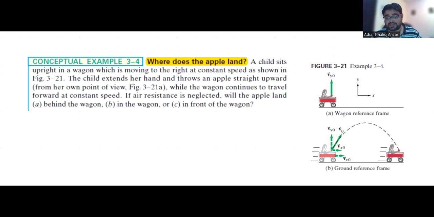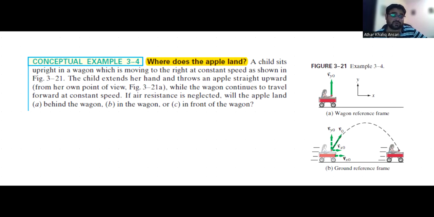So for the one who is watching the trolley and her apple, the apple's motion is a parabolic path. So where will it fall? As the horizontal velocity of the trolley, the kid and the apple is the same, the vertical velocity you can see is changing. The apple's velocity initially goes up and then becomes 0. But the horizontal velocity, Vx naught of the apple and Vx naught of the trolley, is the same. So it will take the same time to reach her hand.